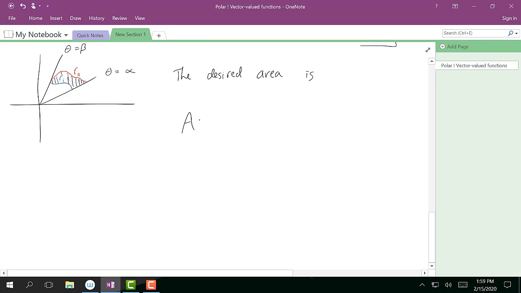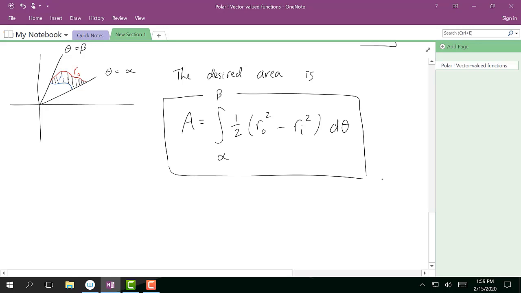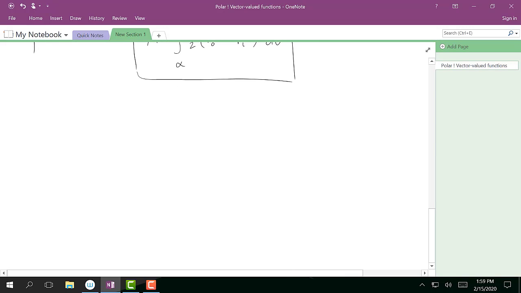is A, which is going to be the integral, same bounds and all, alpha to beta. But we're going to have the same thing, the 1/2, and in our original formula we had r squared, but now we have to subtract two functions, so we'll guess it's going to be r outside squared minus r inside squared, d theta. This is another formula that we can use. And this is what we're going to use for the next question that we're going to look at. Alrighty, so let's look at yet another example.